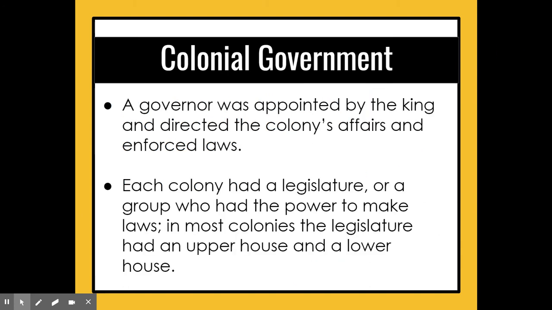As far as government goes, we looked at the Mayflower Compact, the Virginia House of Burgesses, and the English Bill of Rights. And when we looked at those, we noticed some of the features, such as a governor. A governor was appointed by the king and directed the colony's affairs as well as enforced laws. Each colony had a legislature, or a group who had the power to make laws. In most colonies, the legislature had an upper house and a lower house. When we discussed bicameral institutions earlier, this is what it was referring to, multiple parts of the government.